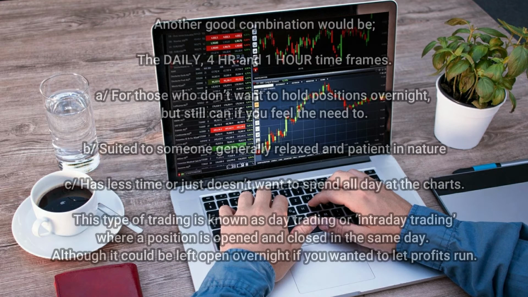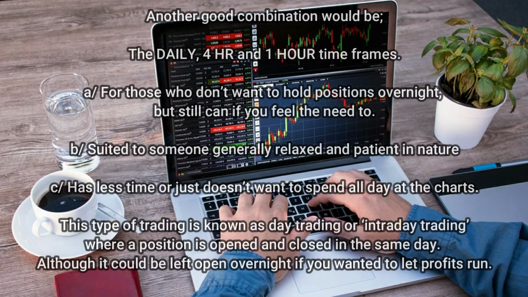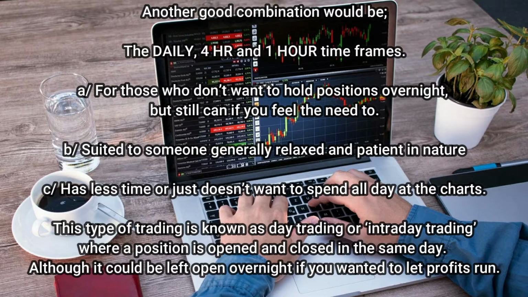Another good combination would be the daily, the 4-hour and hourly time frames, in my opinion, for those of you who don't want to hold positions overnight but still can if you feel the need to. This is also ideally suited for someone generally relaxed and patient in nature and possibly has less time or just doesn't want to spend all day at the charts. This type of trading is known as day trading or intraday trading, where a position is opened and closed in the same day, although occasionally it could be left open overnight if you chose to let your profits run.